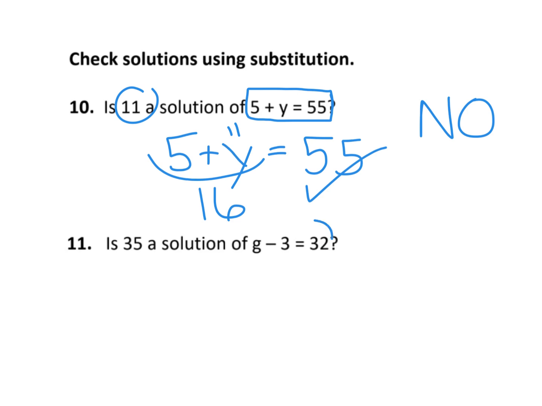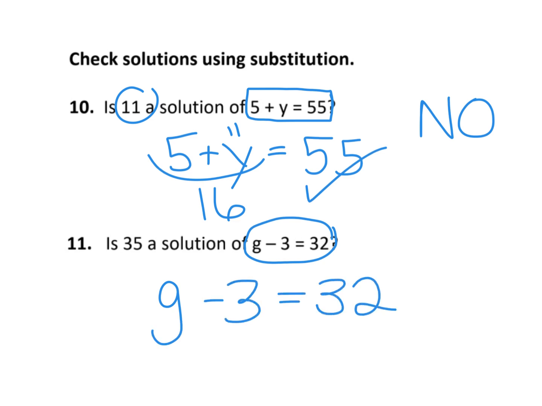Okay, for this one, here's my equation. It says that g minus 3 equals 32. And the question is, is 35 the solution? If I put the 35 in place of the variable, yep, 35 minus 3 is 32. So yes, that one works. That is the solution.